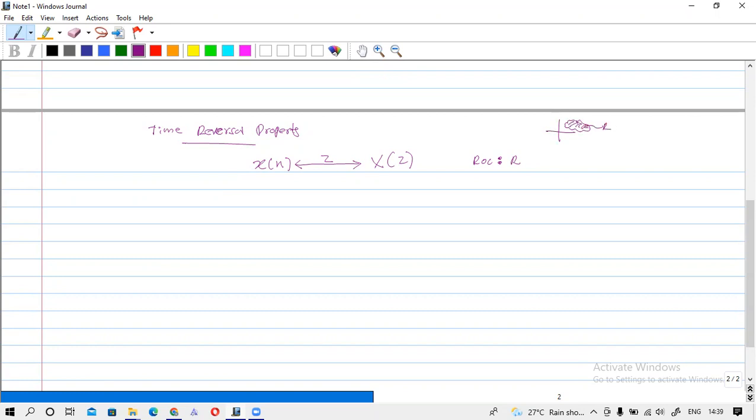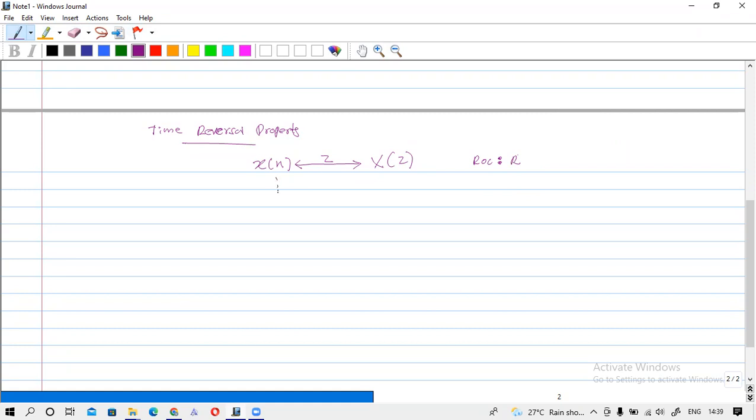This R is a set, so you have some values here. For those values of z, this X(z) will converge. That is the idea. So let's say we have this kind of Z transform.